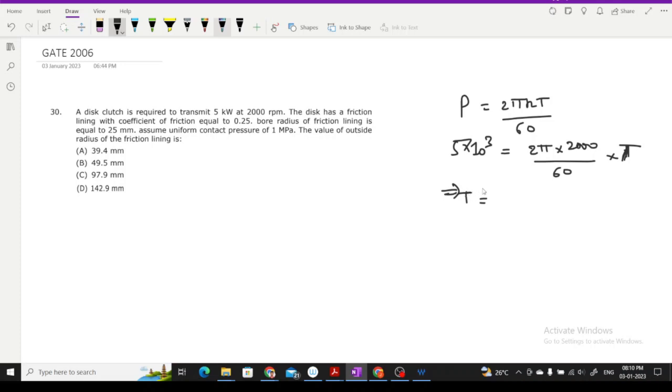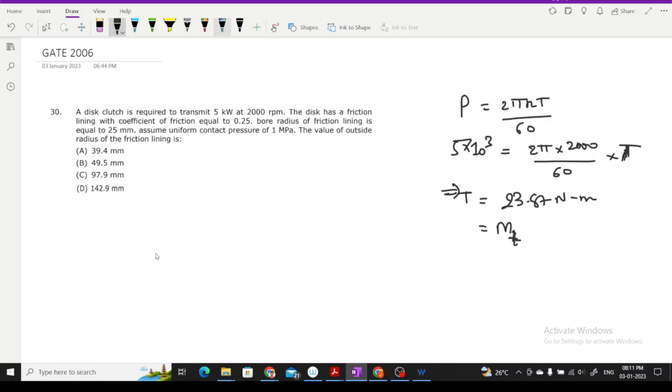Can anyone tell? Torque is 23.87 newton meter. Correct. It will be 23.87 newton meter, and it is nothing but that MT, right.